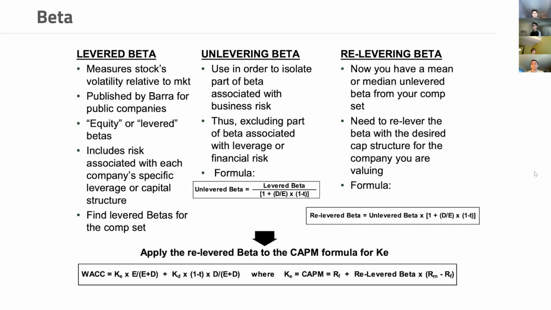And then once you've gotten this, I guess this is most relevant for doing comps, because oftentimes you'll be taking the levered betas of your comp set and then unlevering them to find out the overall risk of the assets, and then relevering them to find out the risk of your company. You're going to be relevering it using this formula, and all these things are helpful to memorize.